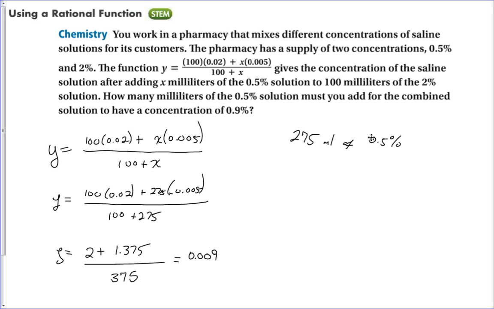So that's a quick way to solve some of these. Otherwise you'd have to set y equal to 0.009 and solve for x, which could take a little while. Or you can graph the function they give you, take the concentration that you're looking for, convert it into a decimal, graph that as well, and simply find the intersection. The x-coordinate of the intersection is the amount that you have to add.